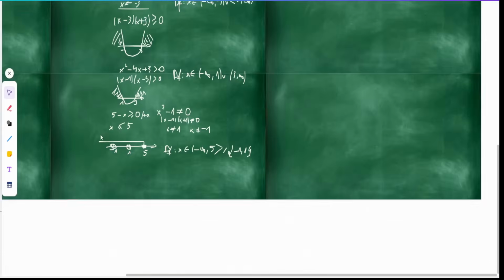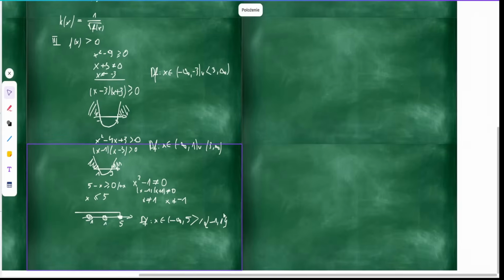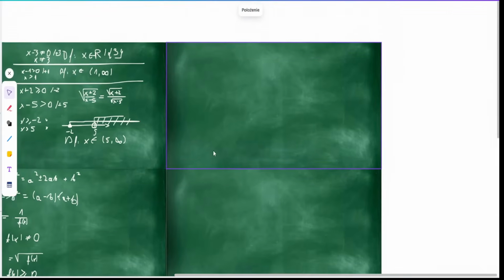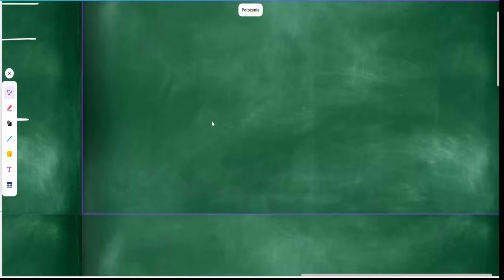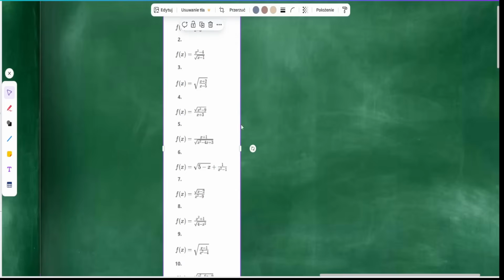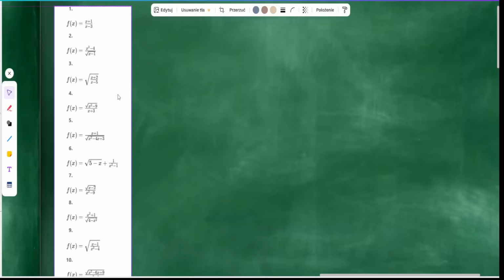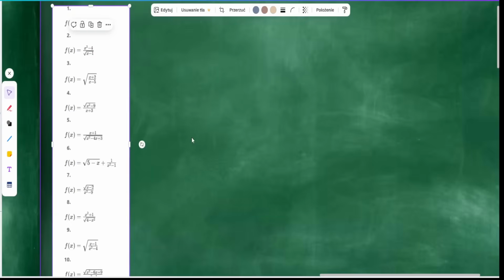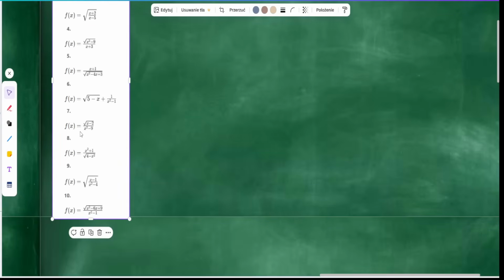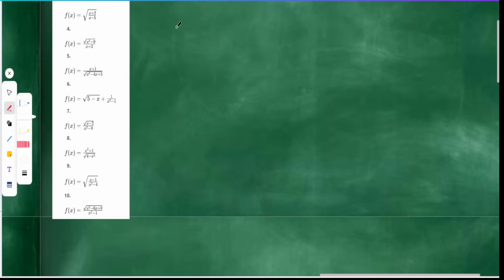Again, let's move our task to this place here. I am zooming in. And we can continue counting. We were on task 6, let's move to the 7th. So we see that in the numerator we have x minus 2, which has to be greater than or equal to 0.